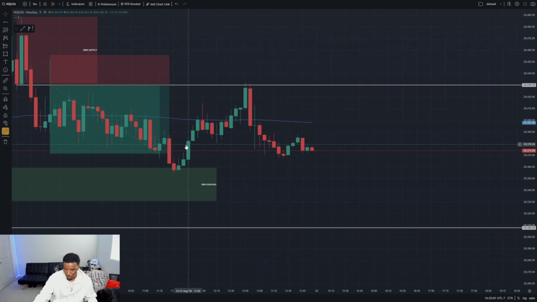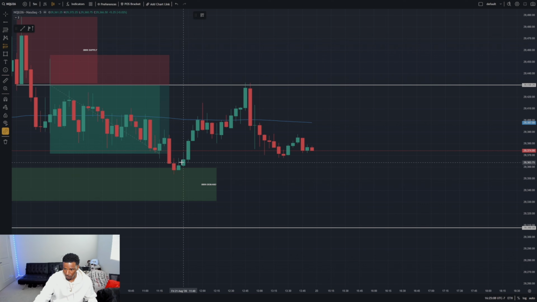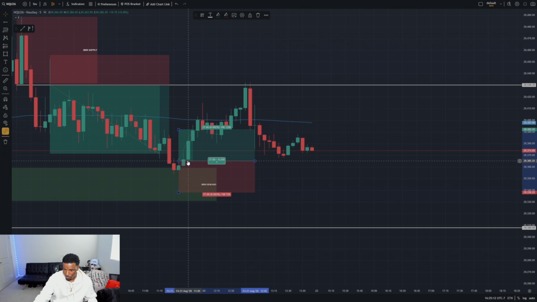We get a move. We get a move. Probably could enter something like this. On this one, you can go break a candle. 1-to-1.